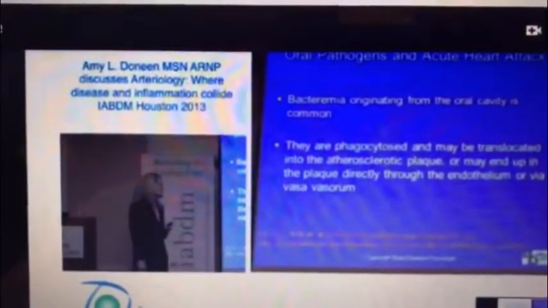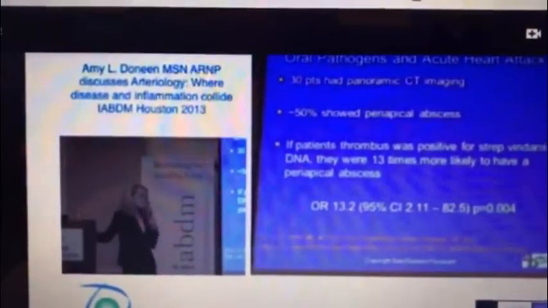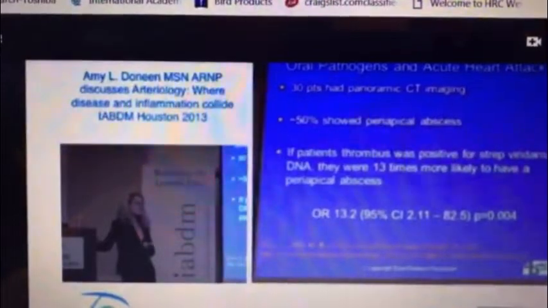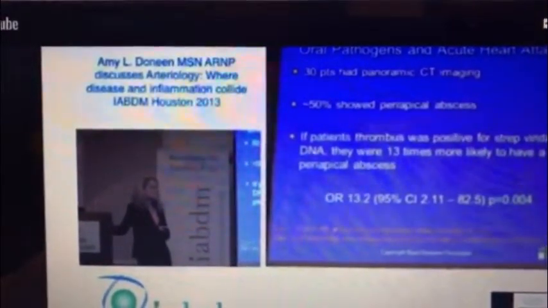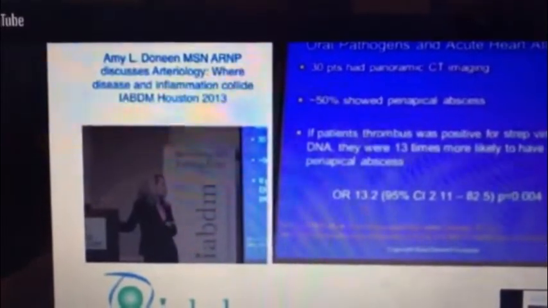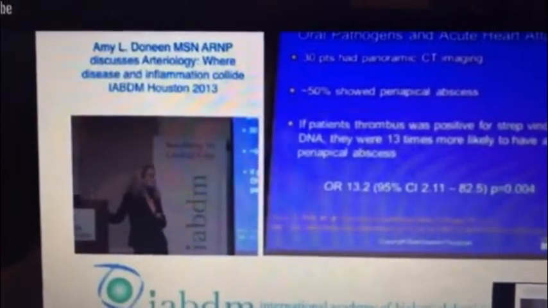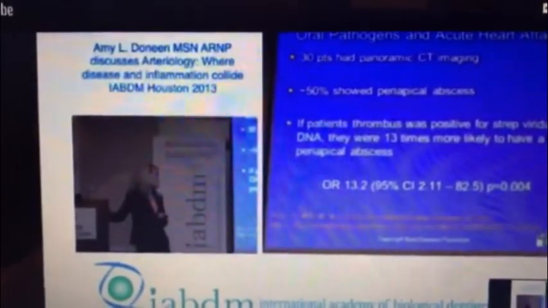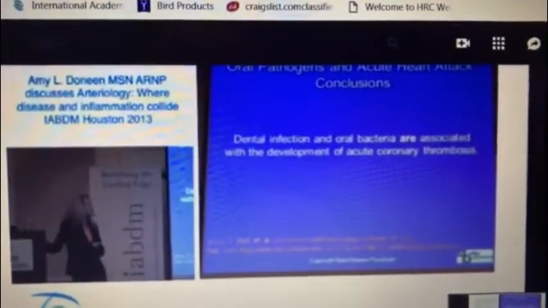through the vasa vasorum. So in 30 of these patients, they had panoramic CT imagery. 50% of these patients did show a periapical abscess. If the patient's thrombus, their blood clot, these people who were having acute heart attack, if they were positive for the strep viridans DNA, they were 13 times more likely to have a periapical abscess, or an odds ratio of 13. That's a big, big deal.